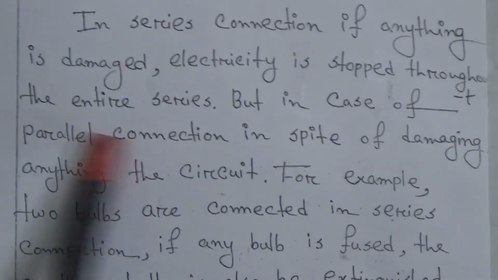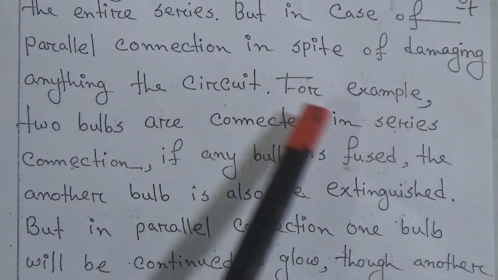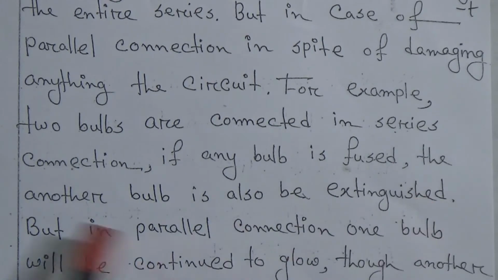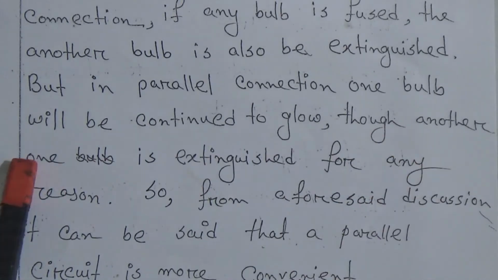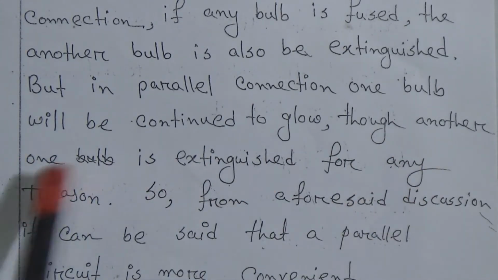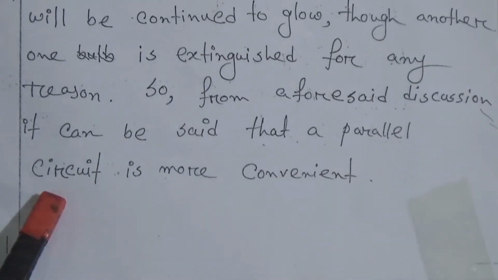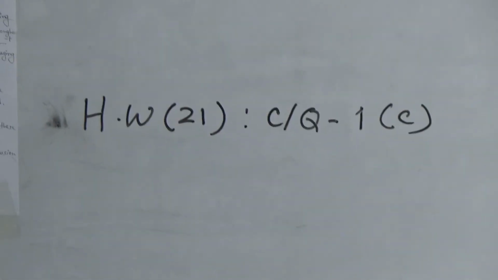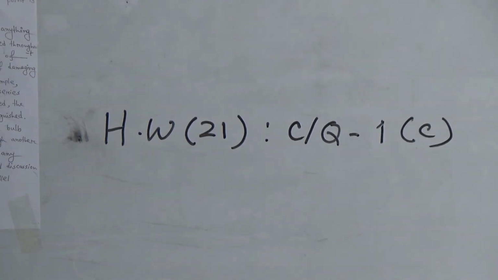But in the case of parallel connection, in spite of damaging anything in the circuit, it continues. For example, two bulbs are connected in series connection. If any bulb is fused, the other bulb is also extinguished. But in parallel connection, one bulb will continue to glow though another bulb is extinguished for any reason. So from the aforesaid discussion, it can be said that a parallel circuit is more convenient. And dear students, in your book this question answer is written so nicely. You can follow your book page number 97, and you can write by yourself by following your textbook this question answer of D.